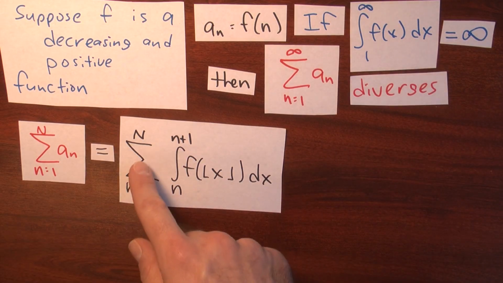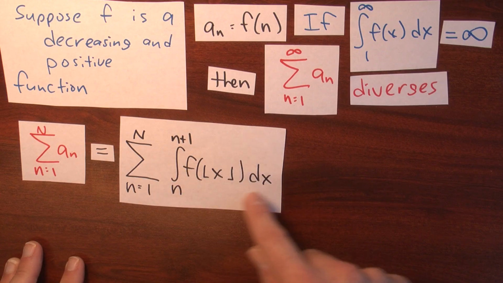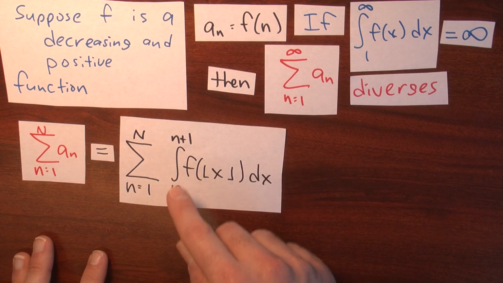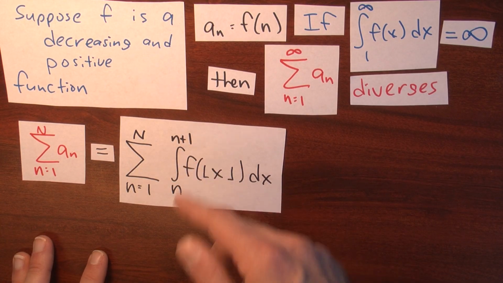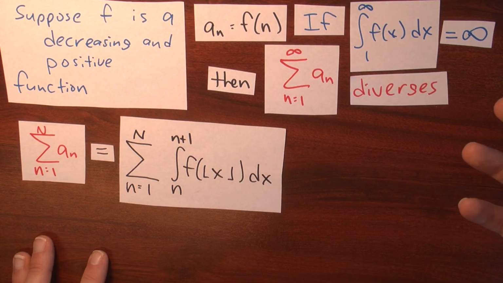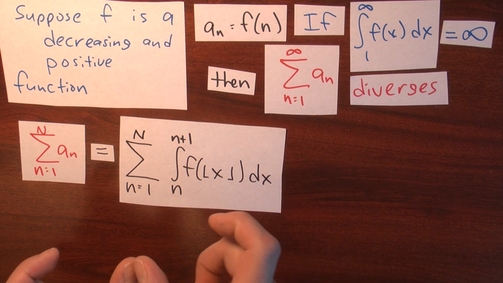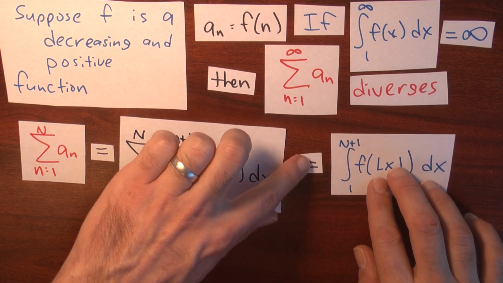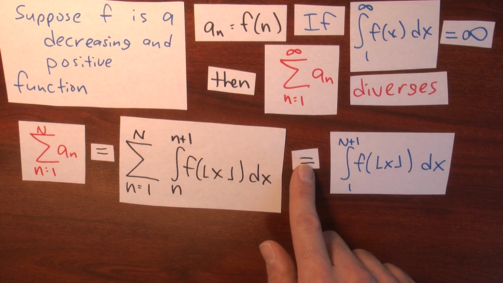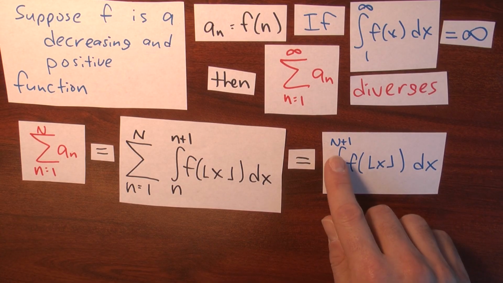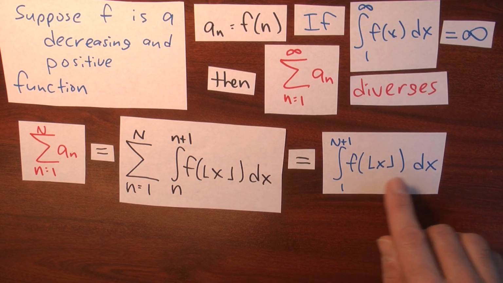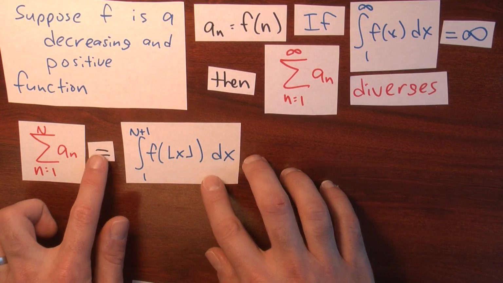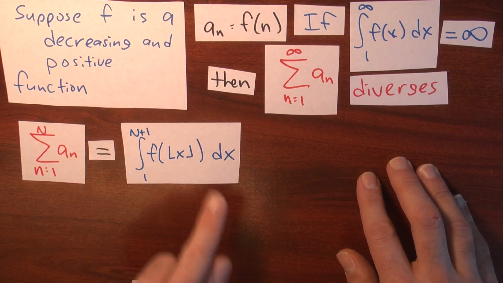Now I'm writing a sum of a bunch of integrals. All the integrands look the same, but the bounds of integration are changing, right? The first integral goes from 1 to 2, the next integral goes from 2 to 3, the next integral goes from 3 to 4, and so on. But if you add up a bunch of integrals, all of which lie end to end like that, you can just write that as a single integral. So this sum of integrals is equal to just the integral x goes from 1 to big N plus 1 of f of the floor of x dx. All right, so I've replaced this sum with this integral.